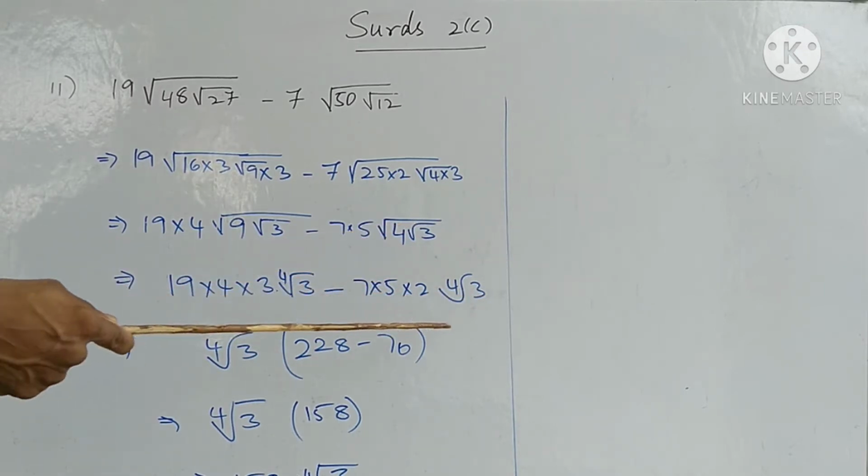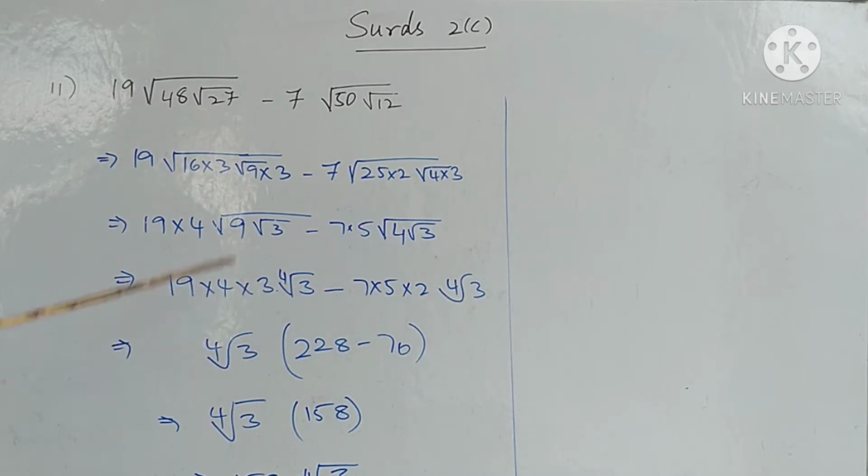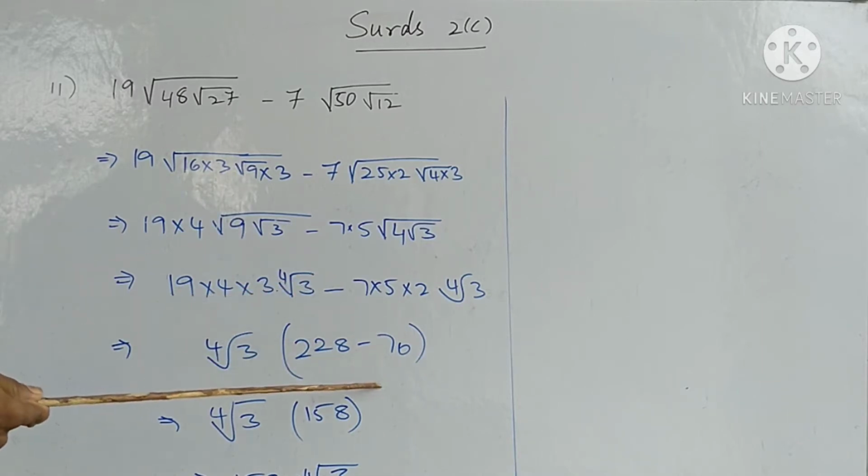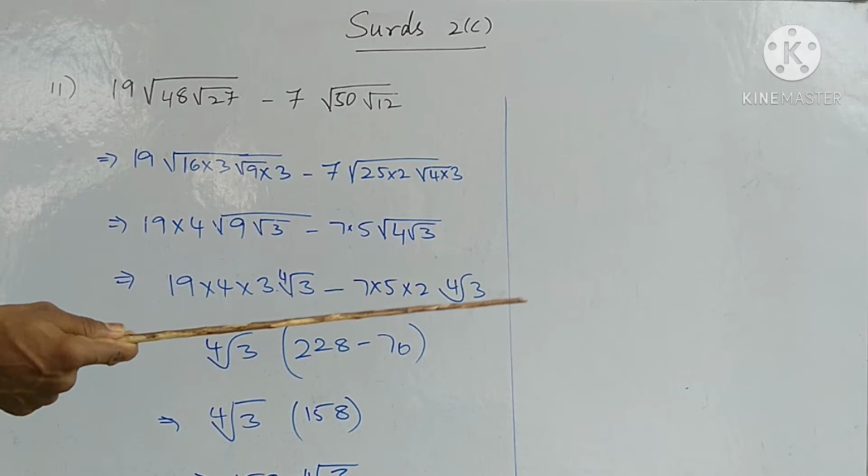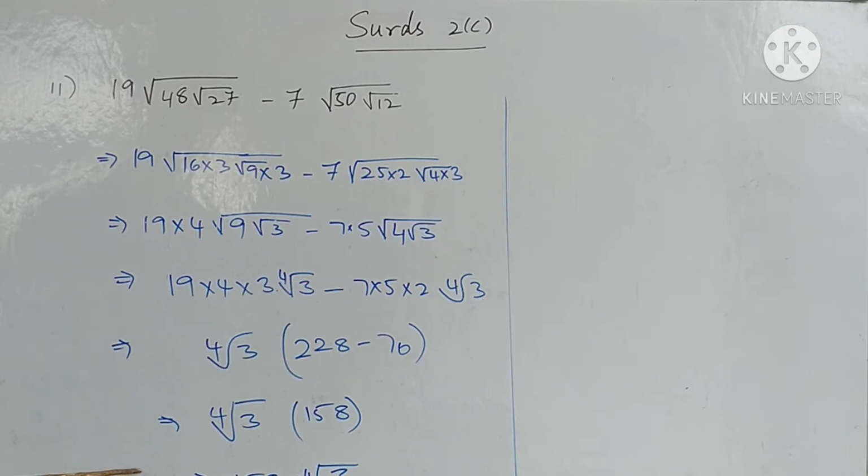So that is equals to here fourth root of 3 is common. Remaining terms are 19 into 4 into 3. Value is 228 minus 7 into 5 into 2. Value is 70. So that is equals to 228 minus 70 is 158. So fourth root of 3 into 158. Result is 158 into fourth root 3. The correct option for this problem is D, the fourth one, 158 into root 3.